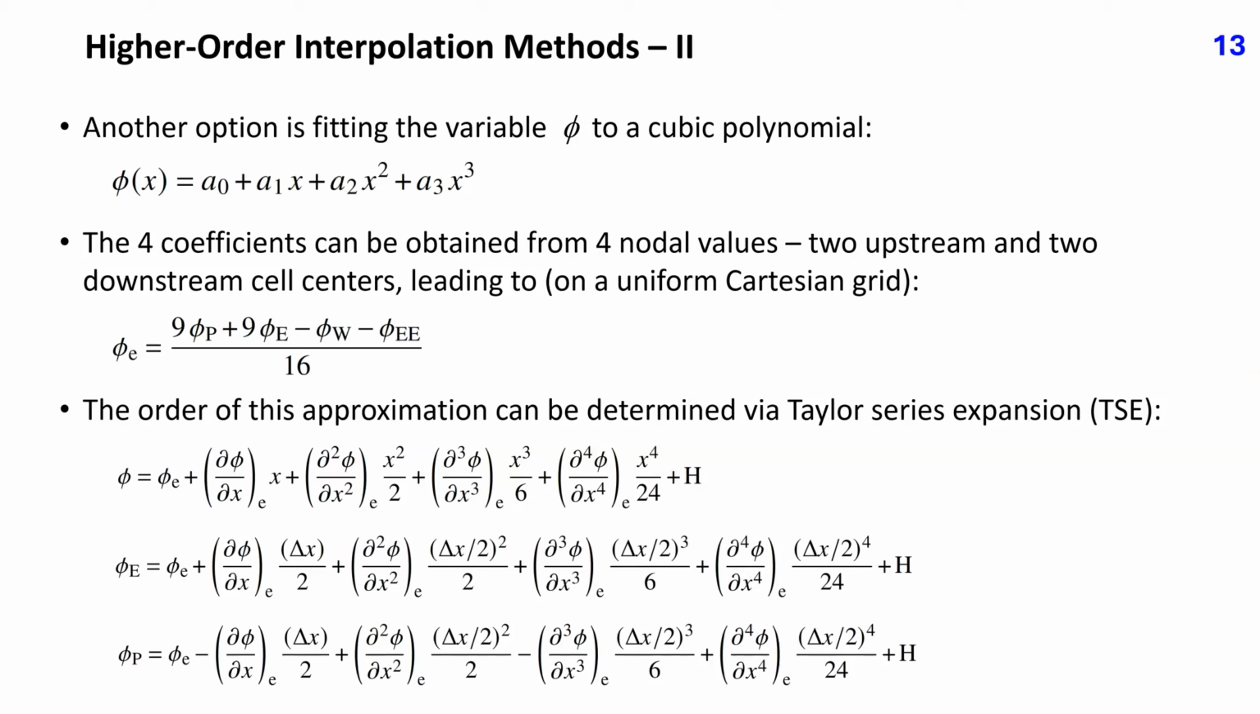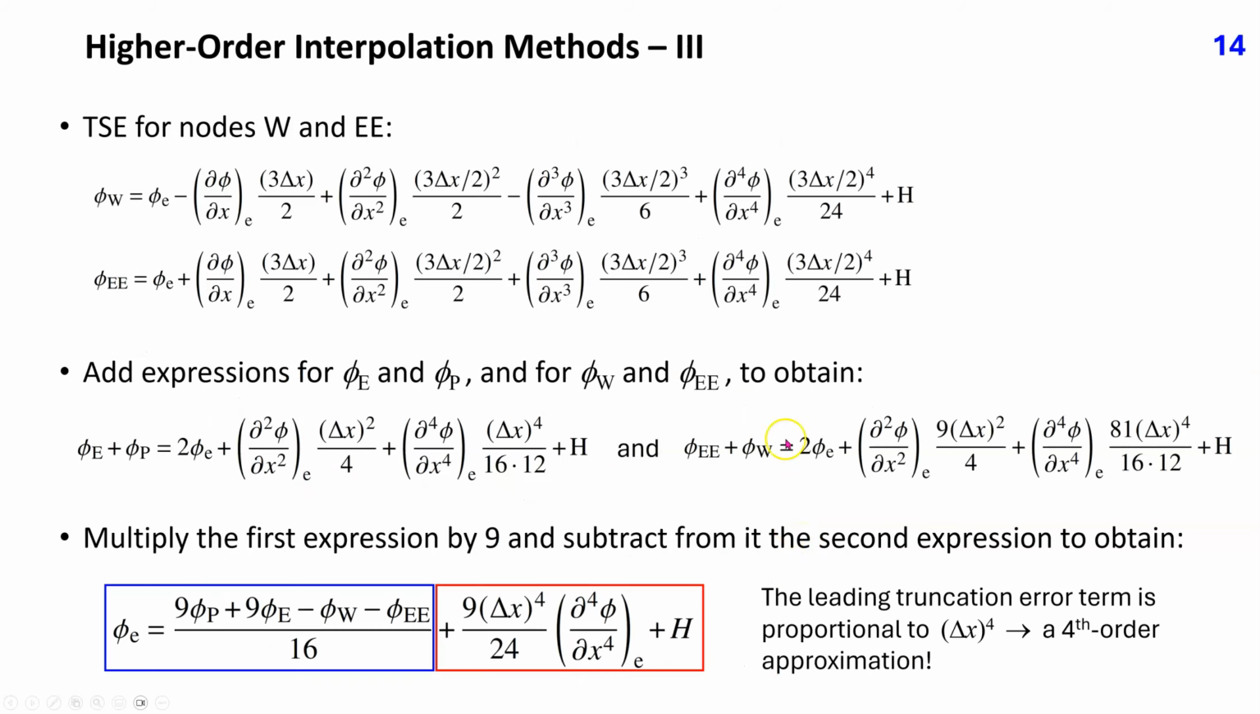We write the series in x direction centered around the phase E and apply it to variable values at 2 upstream, P and W, and 2 downstream cell centers, E and EE. Here are the expressions for phi E and phi P. The other two are in the next slide. Here are the Taylor series applied to cell centers at W and EE.